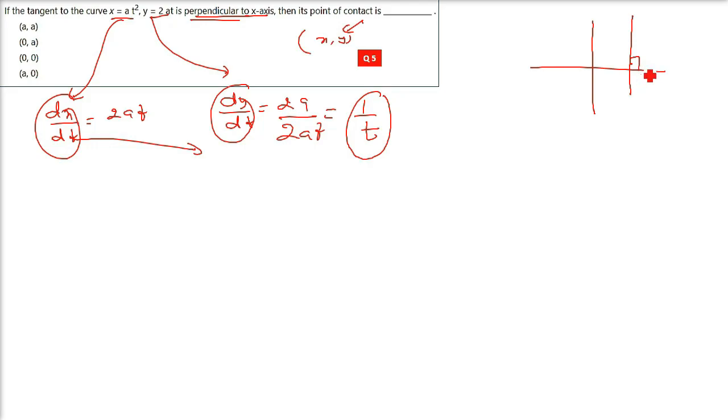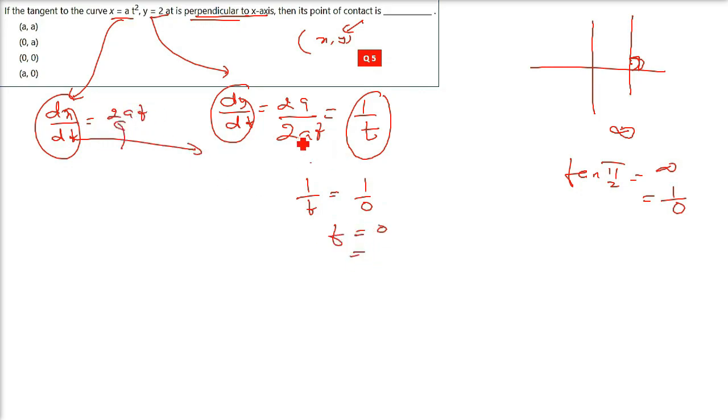I hope you got the idea. Previously we have seen questions where the tangent was parallel to the x-axis. At that time tan theta was 0, so tan 0 was 0. Here it's tan pi by 2 because pi by 2 is the angle. So you just put 1 by t equals 1 by 0, which is infinite. So t is equal to 0 here.